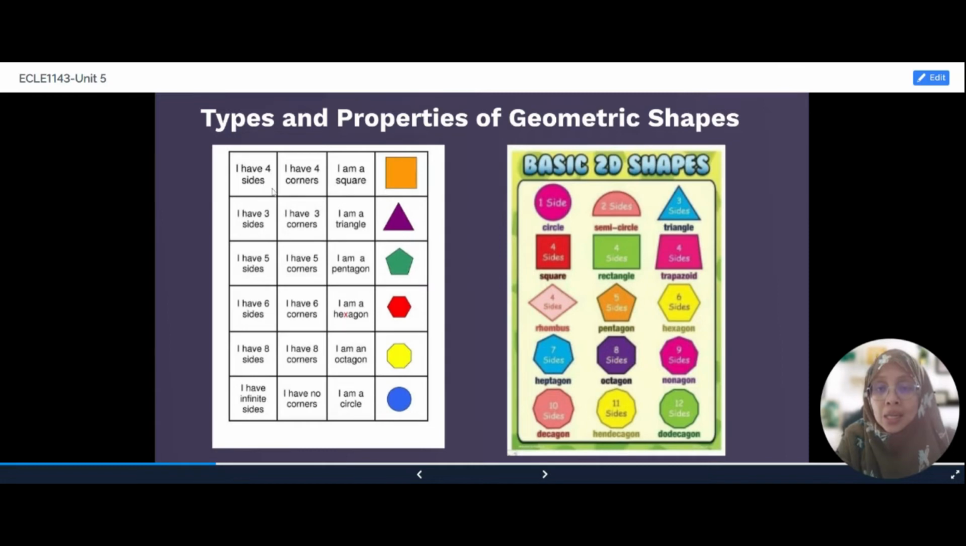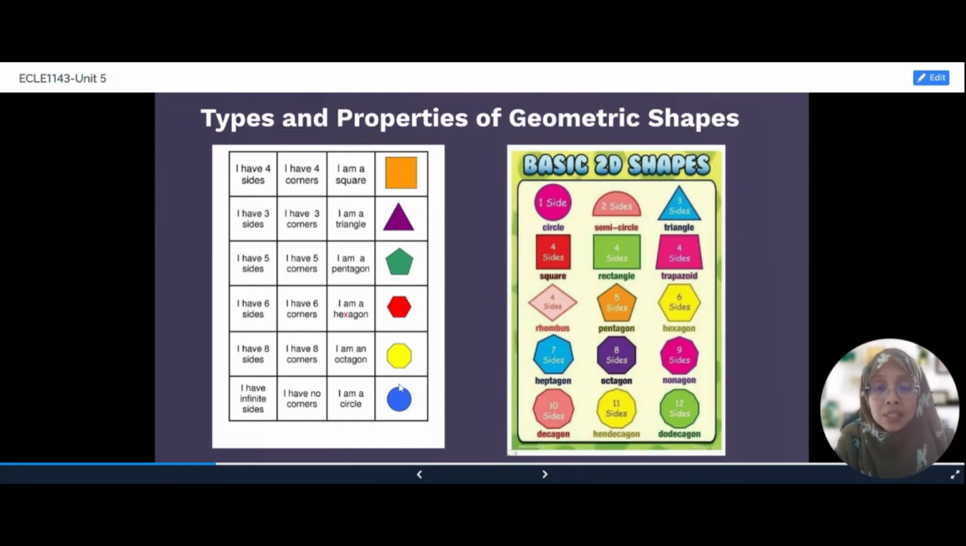For squares, I have 4 sides, or I have 4 corners, and I am a square. For a triangle, I have 3 sides, and I have 3 corners, and I am a triangle. For pentagon, I have 5 sides, I have 5 corners, and I am a pentagon. For the hexagon, I have 6 sides, I have 6 corners, and I am a hexagon. Octagon, I have 8 sides, I have 8 corners, and I am an octagon.